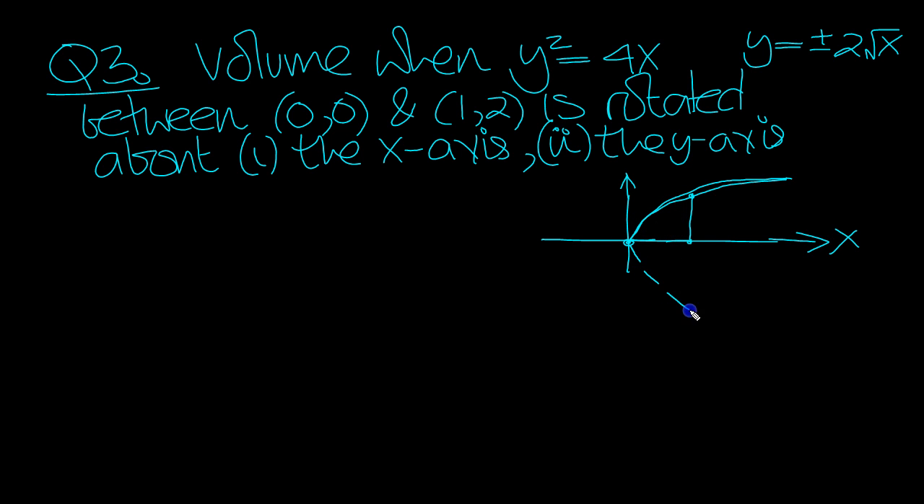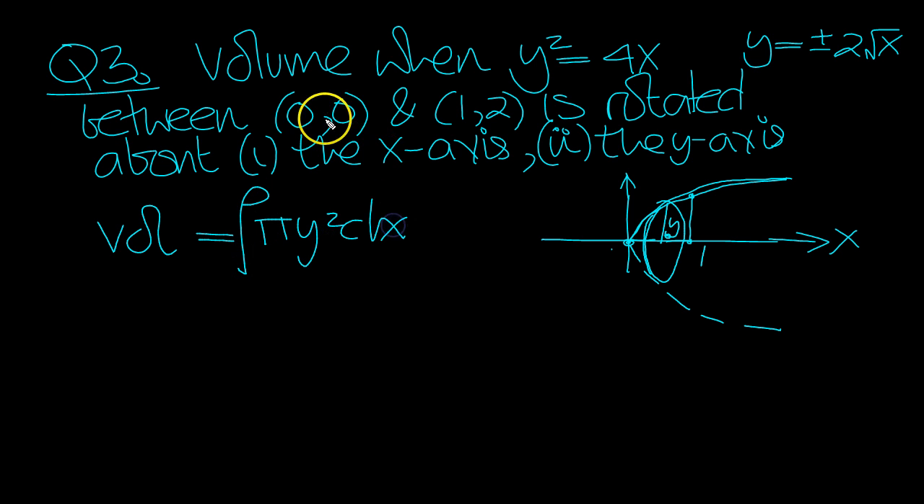Now we're rotated about the x-axis, so we generate these discs. Okay, let's have a look at those. The height of the disc is y. We're going from 0 and then to 1 of these discs. So the first volume then is pi integral y squared dx between x equals 0 and 1, which is equal to pi, 0 and 1.